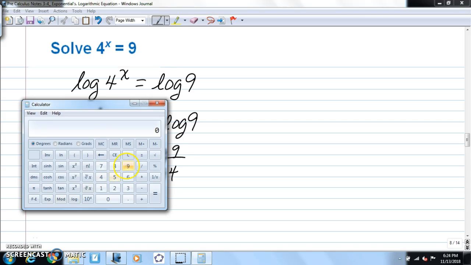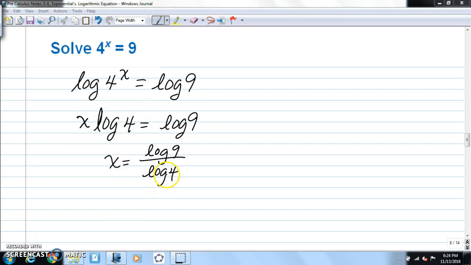My calculator, I think I have to put the 9 in first, and then divide that by log of 4. And your answer is 1.58. So that's about 1.58.